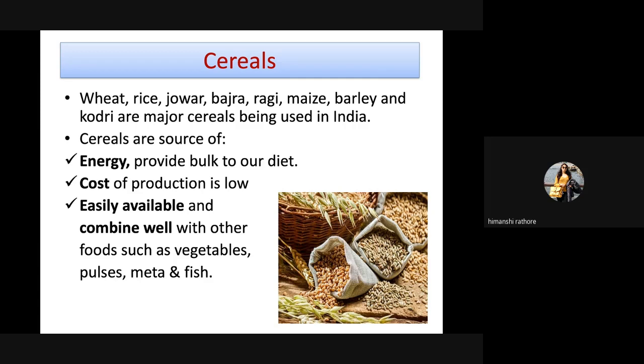You can find them in any store, and even when it is not the season, you can easily purchase these cereals from any shop. They also combine well with food, such as when you are making any curry, vegetable curry, or pulse curry, meat, fish, they blend well with these things. That is the reason why we consume cereal in large amounts in comparison to other food ingredients.